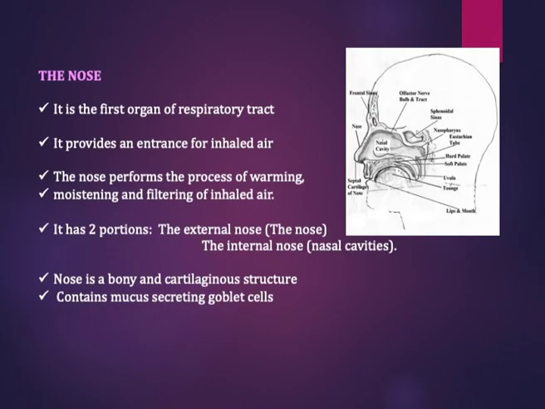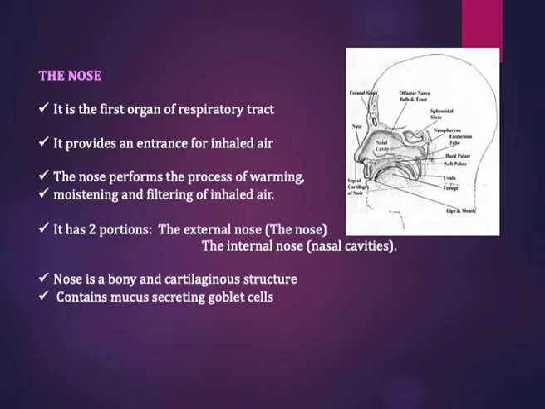Let us see these parts in detail. Nose. The nose is the first organ of the respiratory tract, and it helps in the entry of air from the atmosphere into the body. The nose performs the processes of warming, moistening and filtering of the inhaled air. It has two portions. They are the external nose, which is the nose that we see from the outside, and the internal nose, which contains the nasal cavities.